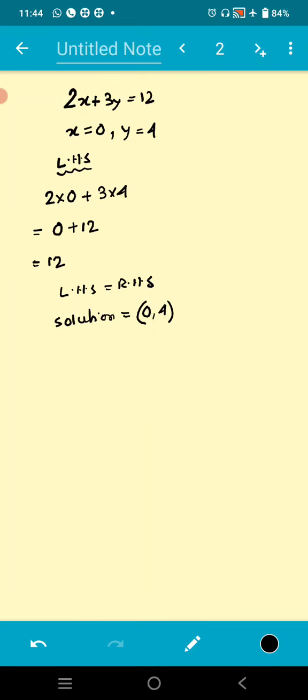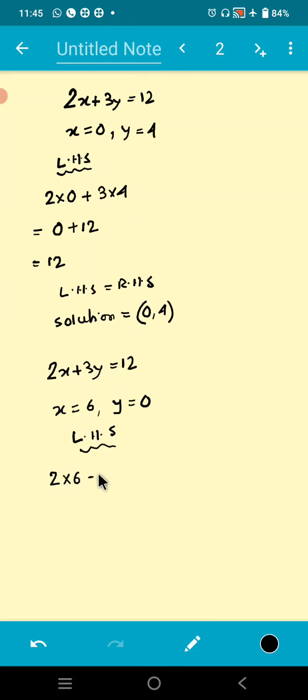Now is there any other solution which will satisfy the equation? Yes, there is. Suppose 2x plus 3y is equal to 12. Fine. Now if we keep the value of x as 6 and the value of y as 0, see, it will again satisfy the equation. Now let us check. That is 2 into 6 plus 3 into 0. So 2 sixes are 12 and 3 into 0 is 0.